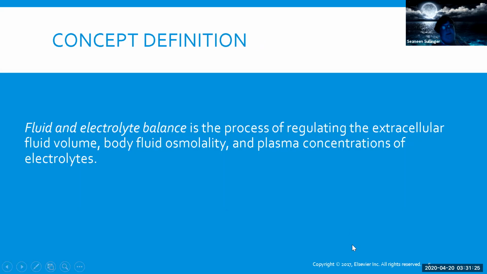So fluid and electrolyte balance is the process of regulating the extracellular fluid volume, body fluid osmolality, and plasma concentrations of electrolytes. So depending on how much fluid we have, the amount of electrolytes in our system will be either low or in excess.